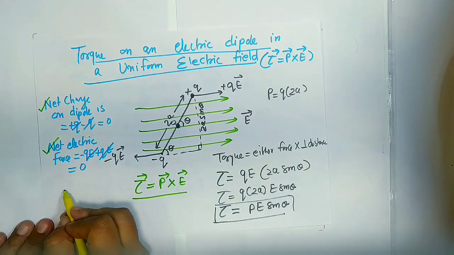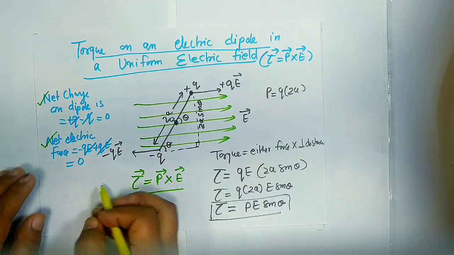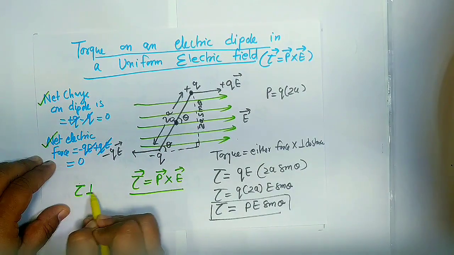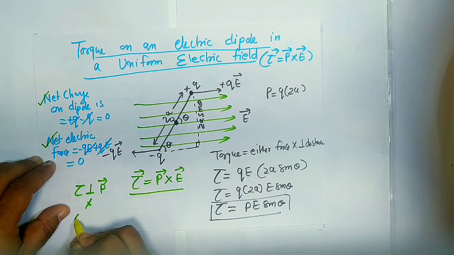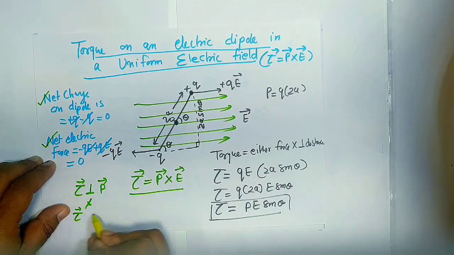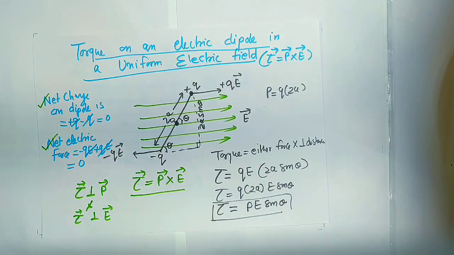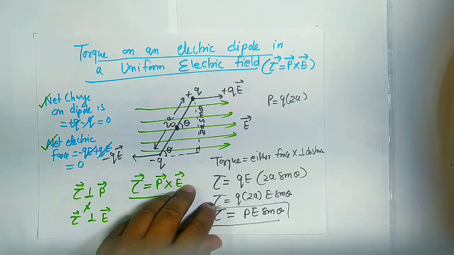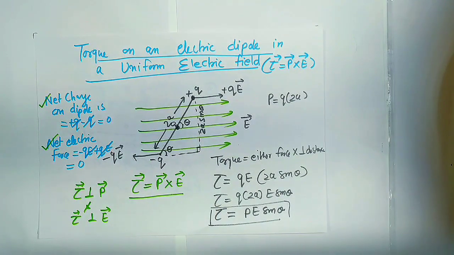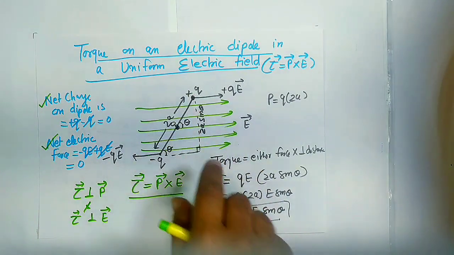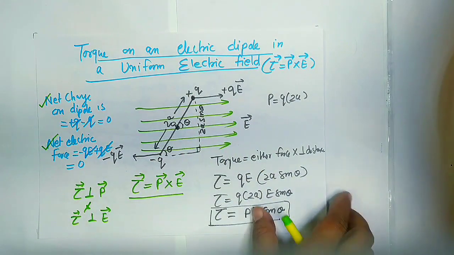And if you remember the cross product, it means that torque is perpendicular to P and torque is perpendicular to E. So this is how we calculate torque, P cross E. And in this way we can solve questions based on torque also. And I will give you a simple question on how to calculate. You got it? This is a 2 mark derivation. Torque is PE sine theta. So we can even do some numericals based on this.